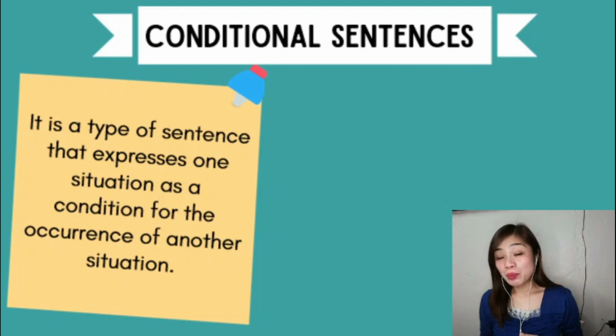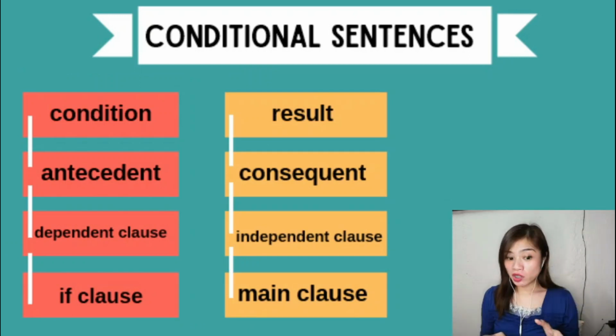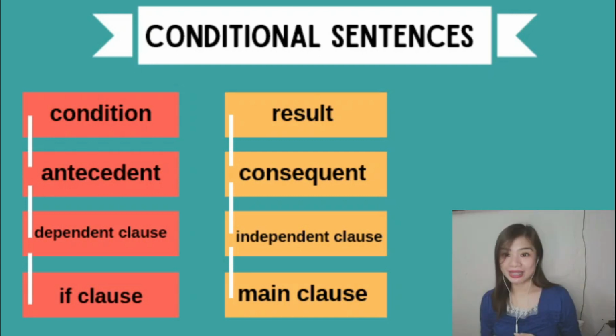Again, in English grammar, a conditional sentence is a type of sentence that expresses one situation as a condition for the occurrence of another situation. So that's why conditional sentences are normally divided into two parts. A conditional sentence is divided into a condition, which is also called the antecedent, or the dependent clause, or the if clause in our sentence. And the other half is the result, which is the consequent or the independent clause or the main clause in our sentence. So there are many terms, but they are all the same.